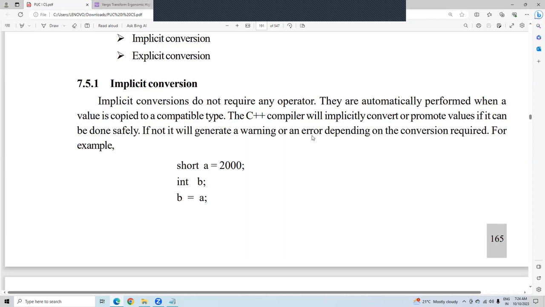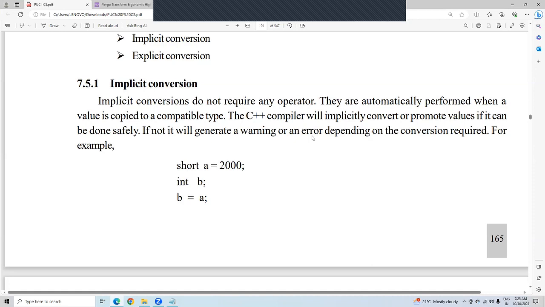They are automatically performed when the value is copied to a compatible type. So the C++ compiler will implicitly convert or promote values if it can be done safely. If not, it will generate a warning or an error message depending on the conversion required. Means by this warning message or error message, the programming language intimates to the user that there is a need of conversion if it is not possible with the implicit rules.